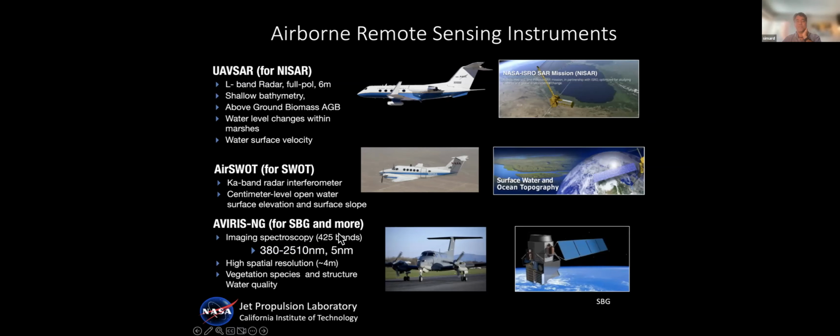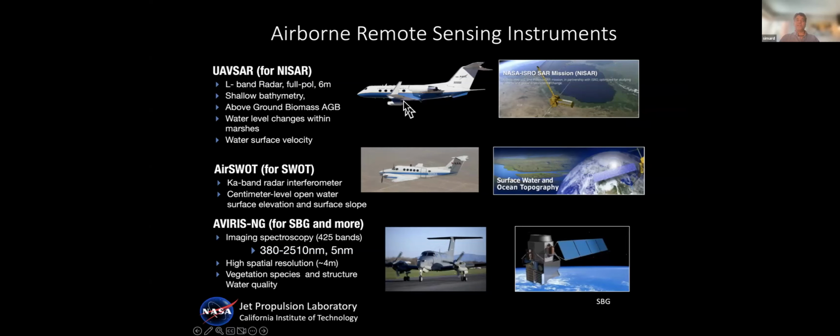And AVIRIS-NG sees spectra for not only vegetation structure, so the different plant species have different colors and we can map that, but we can also see water color, from which we get the concentration of sediments. So if we know where water is going with the radar, and we know what's in it because of the imaging spectrometer, we can determine the transport of sediments across the landscape.